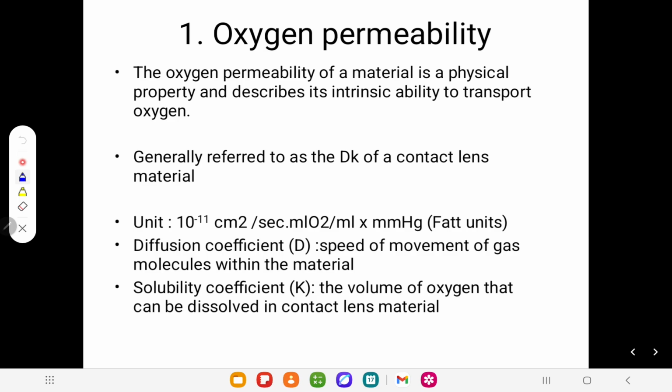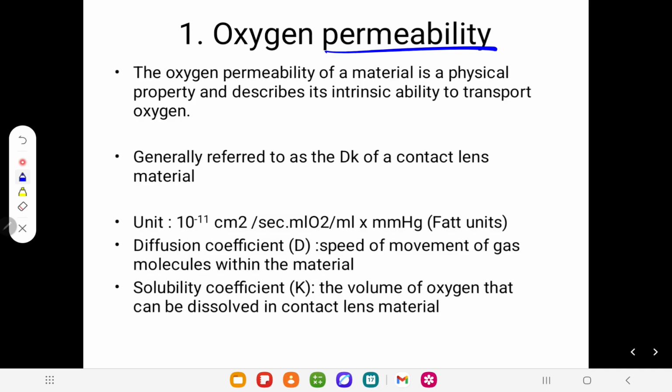So let's discuss oxygen permeability. That's what I am talking about: oxygen permeability, oxygen transmissibility, and I'm definitely going to make another video on oxygen permeability and oxygen transmissibility. But today let's discuss it as far as possible, then we will make sure we get another video. So what do you mean by oxygen permeability? The permeability of oxygen, isn't it?